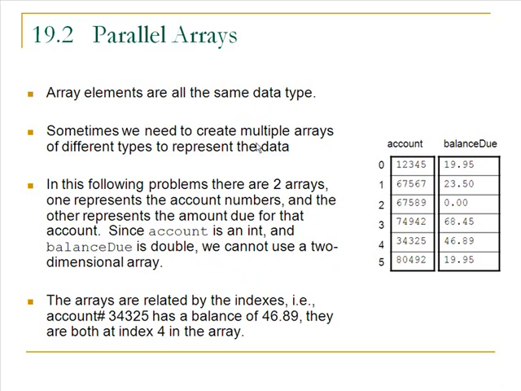So here's two one-dimensional arrays, one called account and one called balance due. The arrays are related by their index. So that means that this account, 343.25, owes $46.89. There is no data in the array specifying that this one is related to this one. It's their position in the array that makes them related. So the parallel arrays.